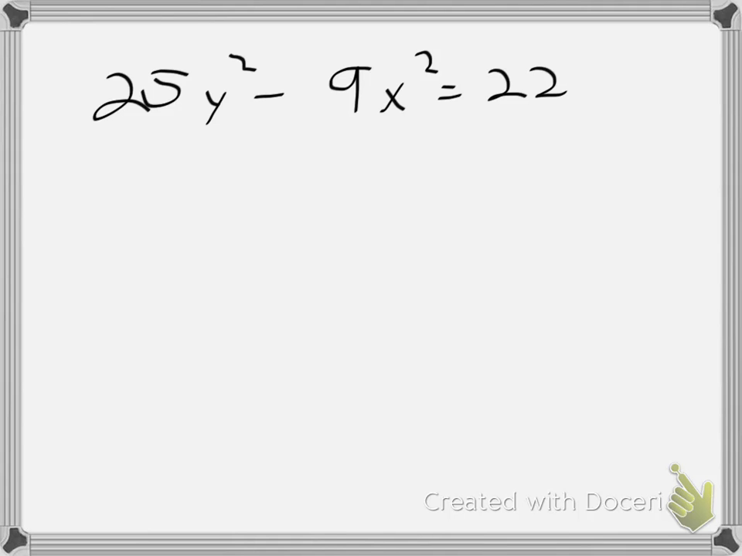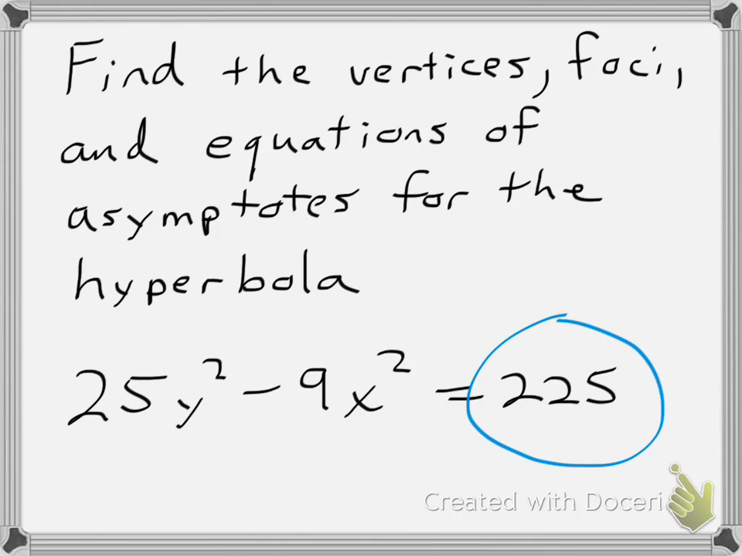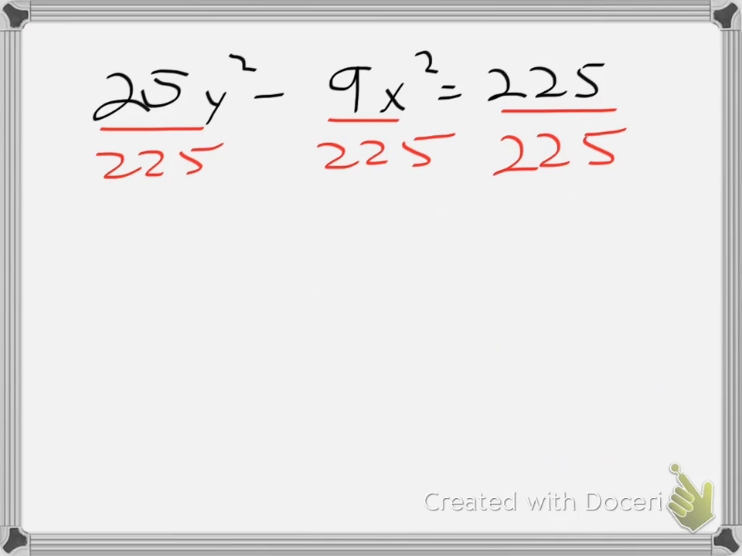So I'll have, again, 25y squared minus 9x squared equals 225. And I'll divide everything by 225. The main thing I want to do is, if I don't have the number on the right equal to 1, I'll divide by whatever I need to make it equal to 1.